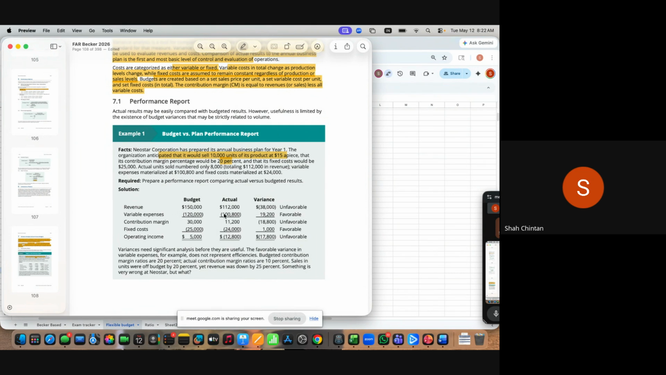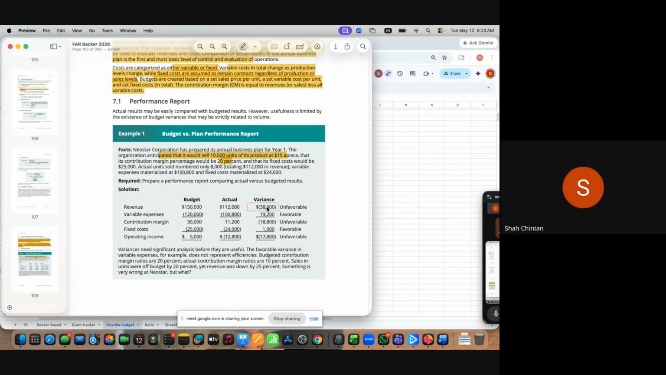Variable cost is $100,800. So $100,800 is your variable cost, which gives you a contribution of $11,200. Your fixed cost is $24,000. Actual, you had budgeted $25,000, but in actuals $24,000 was incurred, and your operating income is -$12,800.